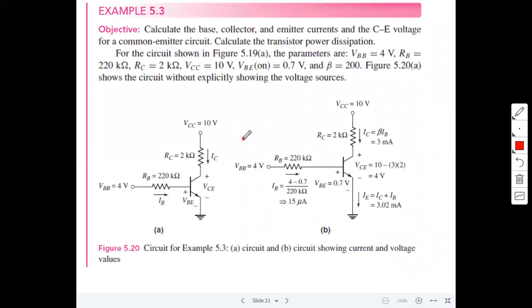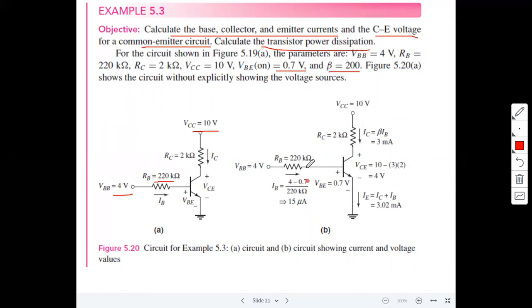Now coming to the problem given here. In the problem, this is CE configuration. Why? Because emitter is connected to ground. Here the VBB is 4 volt. Here the RB resistor is 220 kilo ohm and RC resistor is 2 kilo ohm and VCC is equal to 10 volts. Also given, assume that VBE is equal to 0.7 and beta is equal to 200. Calculate the base, collector and emitter currents and collector to emitter voltage for CE configuration. Calculate the transistor power dissipation also.